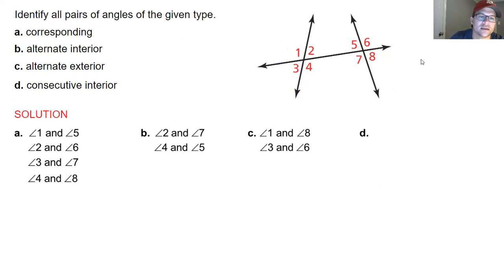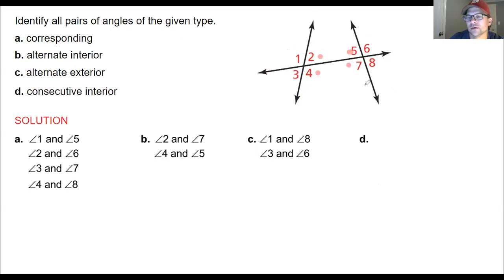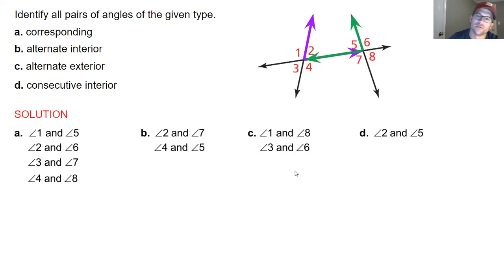Now consecutive interior. We're going back to our options for interior, which would be here, here, here, and here, because those are on the insides. And then consecutive just means they are on the same side of the transversal. So 2 and 5 would be together for the first one, and 4 and 7 would be together for the last one. And that is the end of the video.